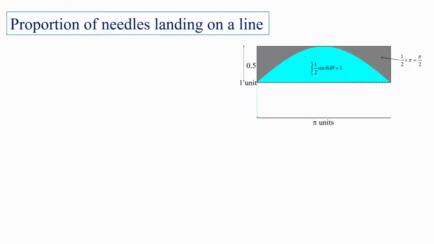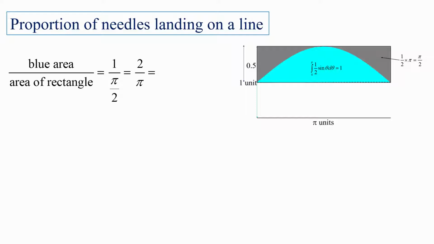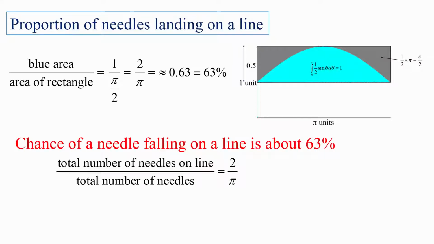So to work out an estimate for the proportion of the needles that land on a line, we can have the blue area divided by the area of the rectangle, which is 1 divided by pi on 2, and that simplifies to 2 over pi, and as a decimal and a fraction, we can write that as 0.63 or about 63%. That means that the chance of a needle falling on a line is about 63%.